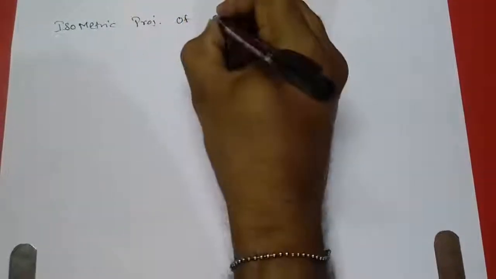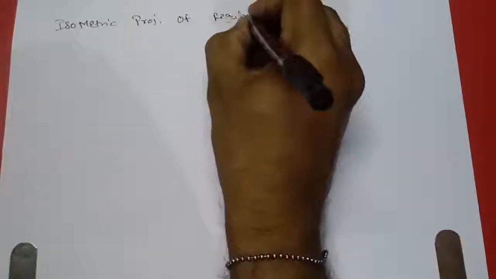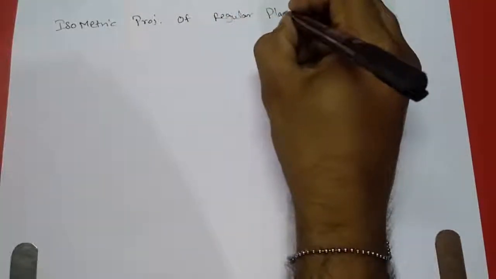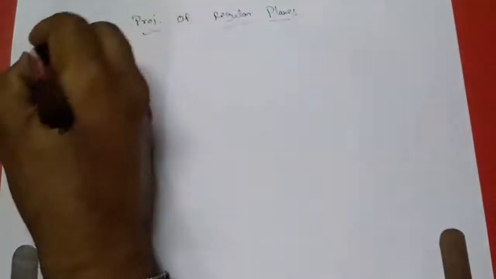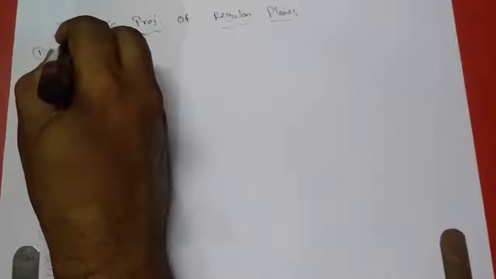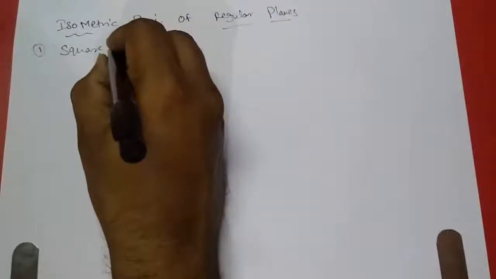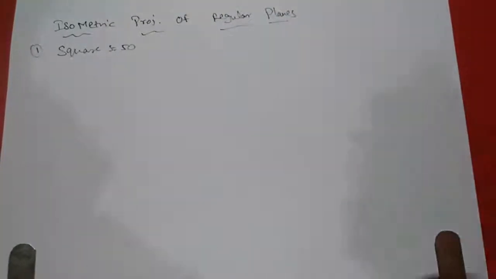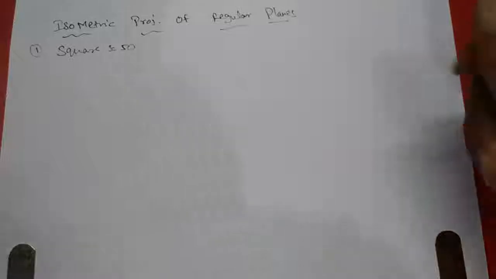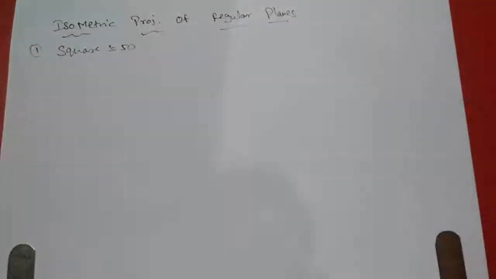Isometric projections of regular planes. First, we'll go with the square of around 50 mm, 50 mm as a side. Then we'll go with the circle. Okay, let's start with the projection of a normal square.